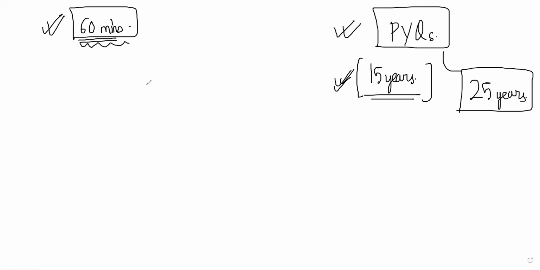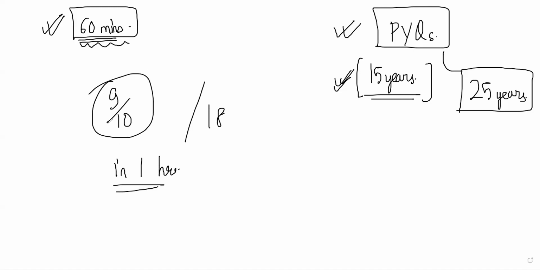The idea is in advanced, you need to be able to solve 9 or 10 out of the 18 in 1 hour. If you can solve 10 out of 18, then you will get into IIT. 10 out of 18 means 6 minutes per question. Yes, sir. So 5 to 6 minutes per question you have.